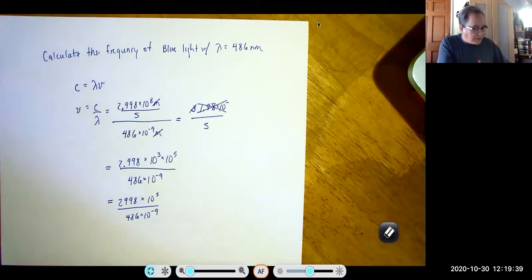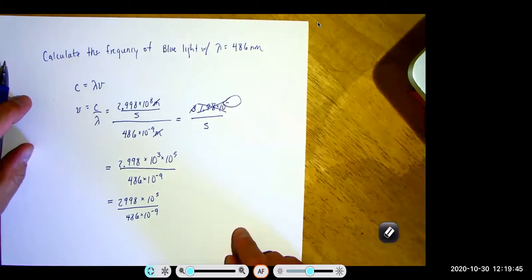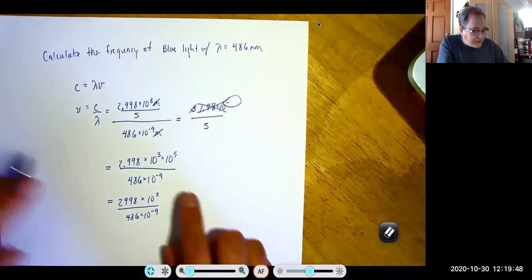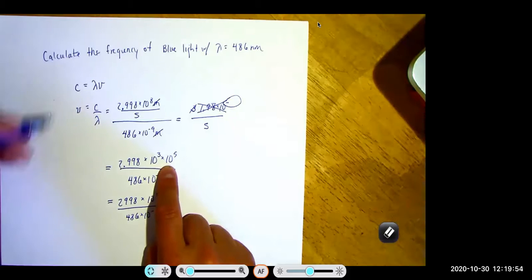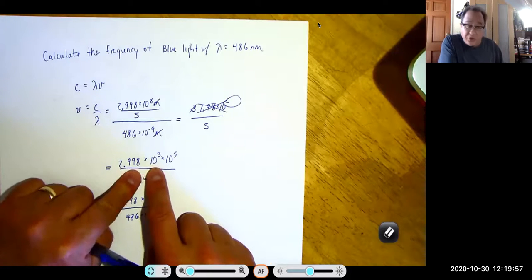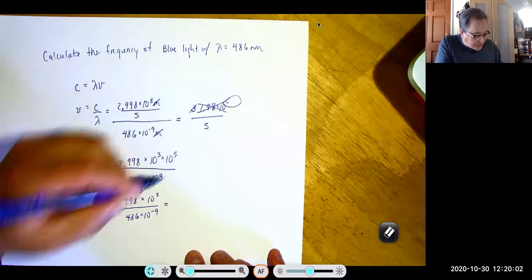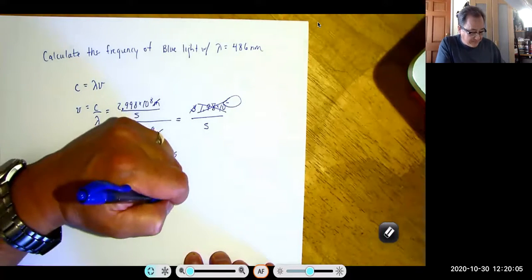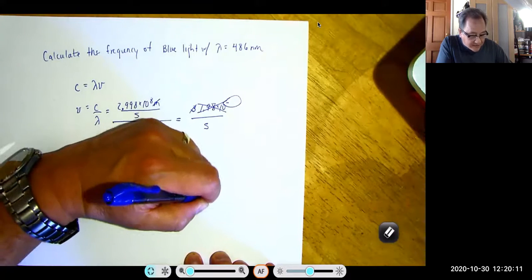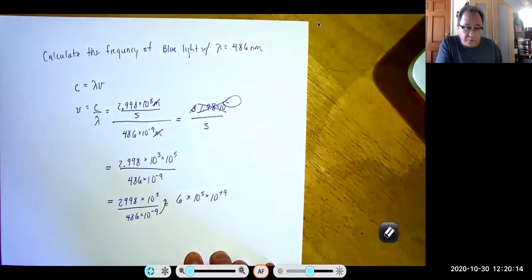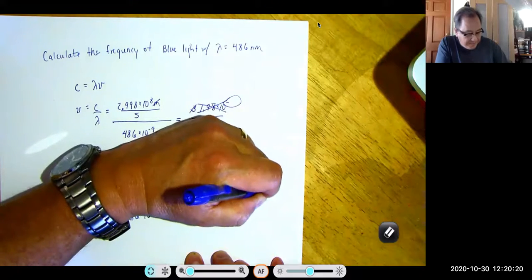Okay, I'm showing you my estimate. You told me 10 to the minus something, but that's not correct. Do you see 10 to the 8th is the same as 10 to the 3rd times 10 to the 5? And then 10 to the 3rd times 2.998 is 2,998. Oh, yeah, I see what I did wrong. And then this goes into this about 6 times. And so we get 6 times 10 to the 5 and then times 10 to the plus 9, because when this goes into the numerator, it becomes positive. So the answer should be around 6 times 10 to the 14 per second.